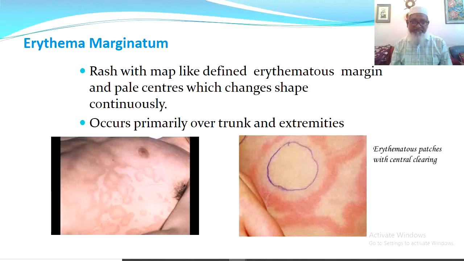Erythema marginatum. A rash with map-like defined erythematous margins and pale centers, which changes shape continuously. It is very transient and usually found over the trunk and the extremities. You see the pictures of erythema marginatum: the outside is erythematous, and in the center it is pale.